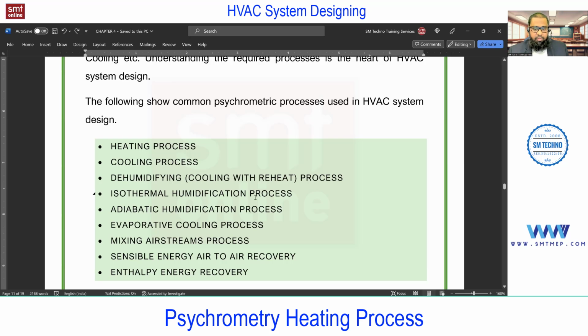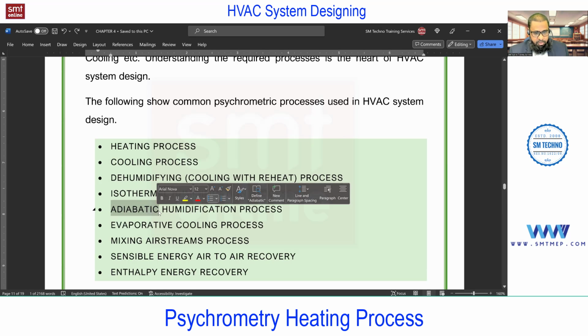Next, the isothermal humidification process. Isothermal refers to constant temperature, right? So humidification at constant temperature. Similarly, the adiabatic humidification process. Adiabatic refers to a constant enthalpy process, meaning there is no change in the heat or internal energy. So this is constant temperature and this is constant enthalpy, adiabatic humidification. Both are humidification processes, but in different ways.